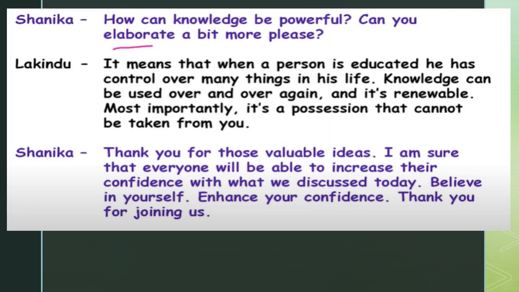Shanika, how can knowledge be powerful? Can you elaborate a bit more, please? Lagindu, it means that when a person is educated, he has control over many things in his life. Knowledge can be used over and over again, and it is renewable. Most importantly, it is a possession that cannot be taken from you.